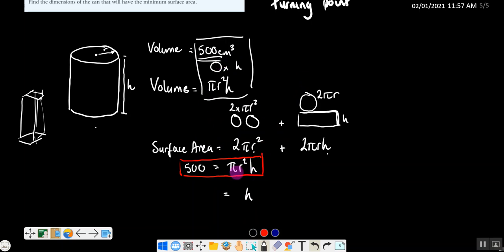So what would I do? Well, this is pi times r squared times h. If I want to get rid of the r squared and pi, I just divide by pi and r squared. So I've got h equals. Any ideas what your next step might be?